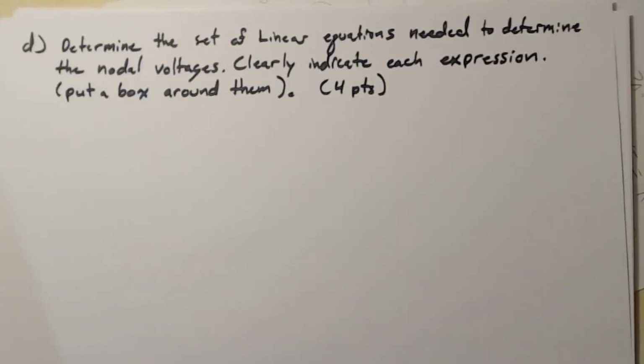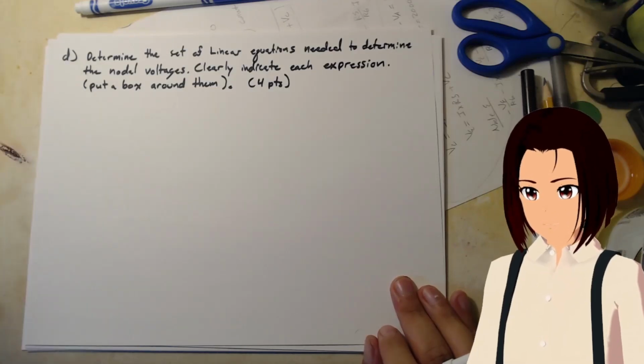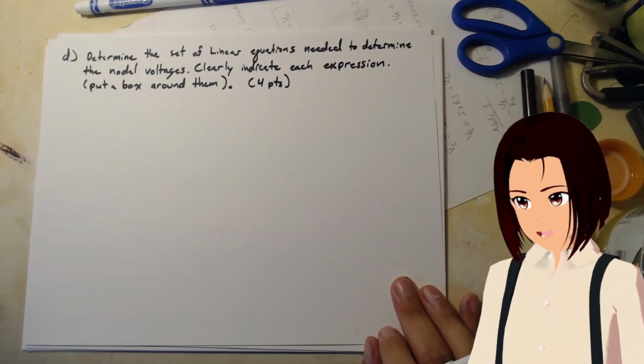So part D, for 4 points: determine the set of linear equations needed to determine the nodal voltages. Clearly indicate each expression and put a box around it. Oh boy. Well, let's do it and get to it.